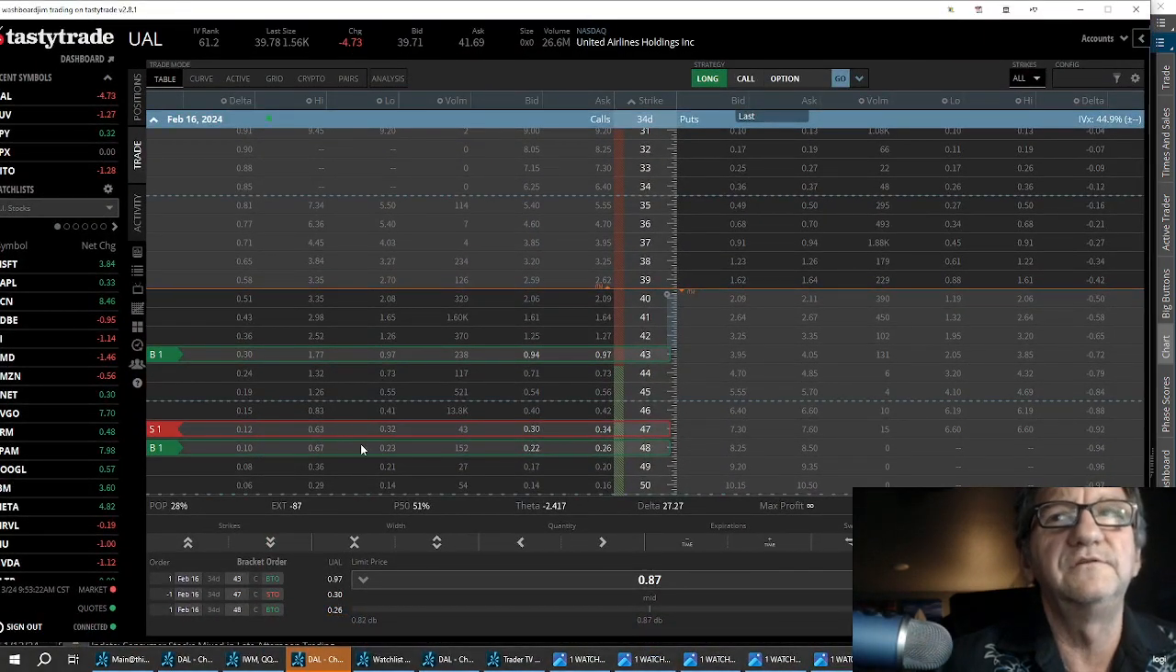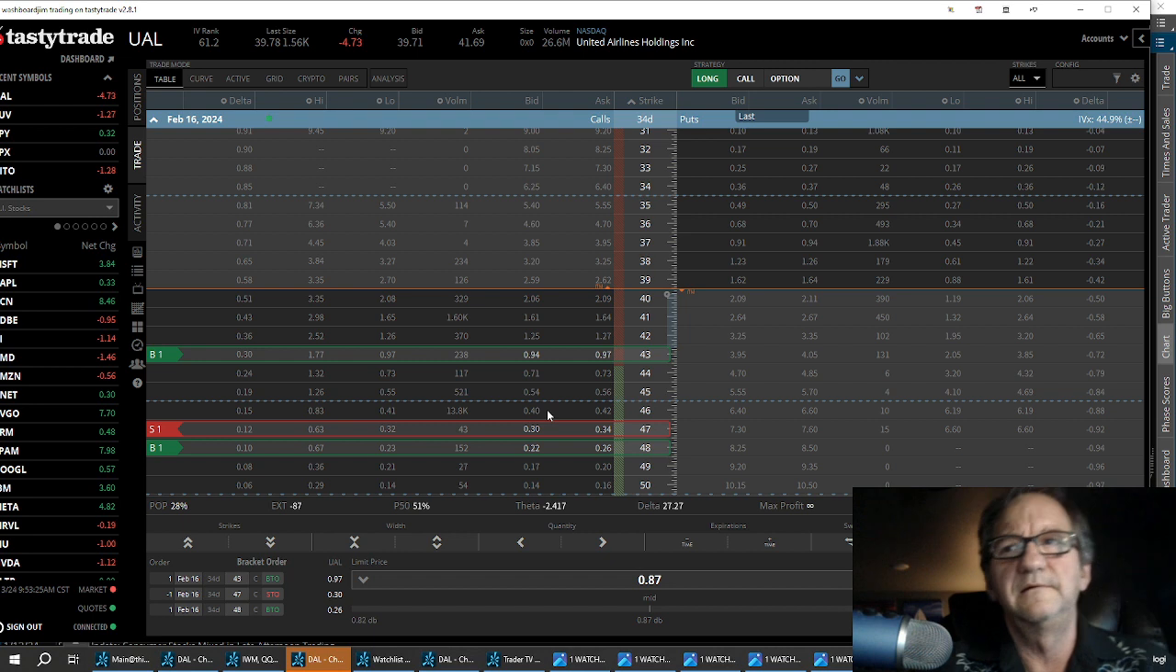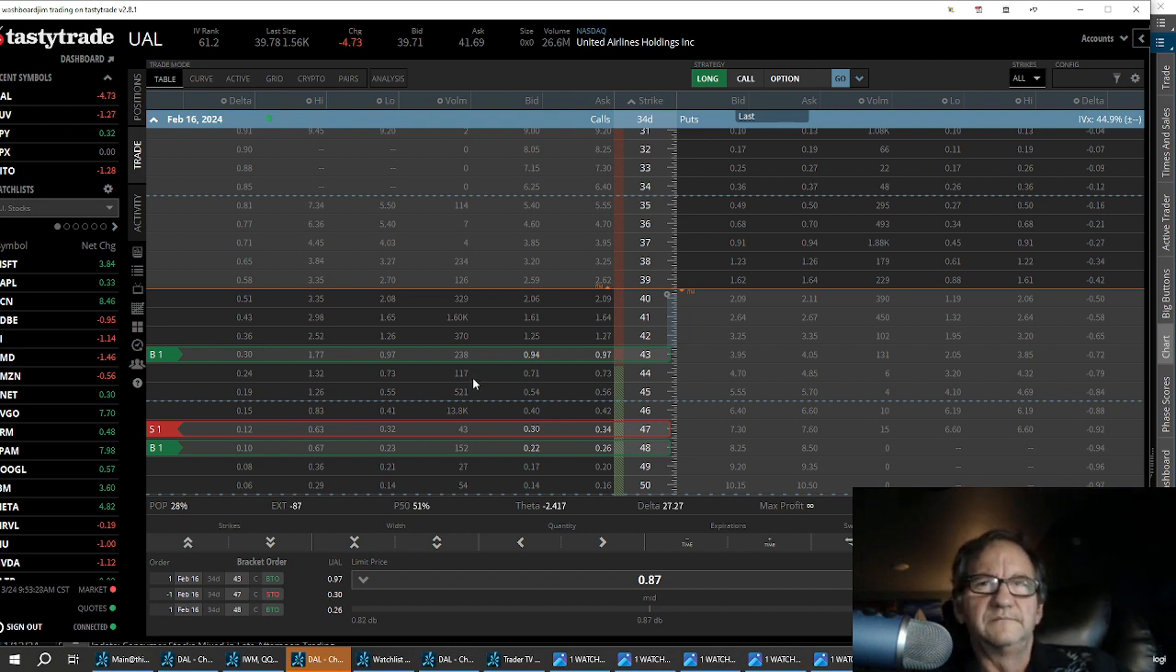So I'm looking at UAL. This is called a broken butterfly. I'd buy the 40, we'll do UAL. I'd buy the 43 call, and I'd sell the 47 put, and then I'd buy the 48 call, and that comes to $87. This would be UAL. This would be a long-term trade. February 16th, maybe even longer. I'd take it out a month and trade this. That's called a broken butterfly.